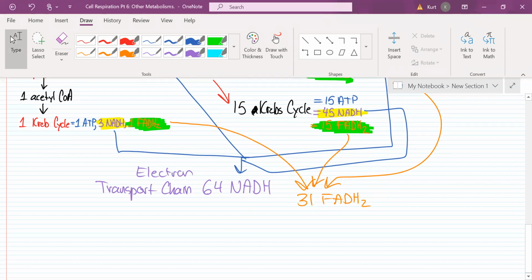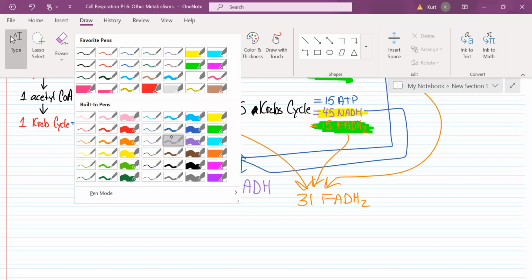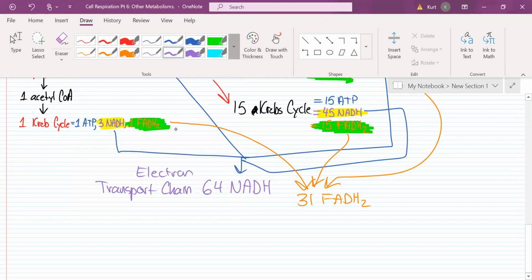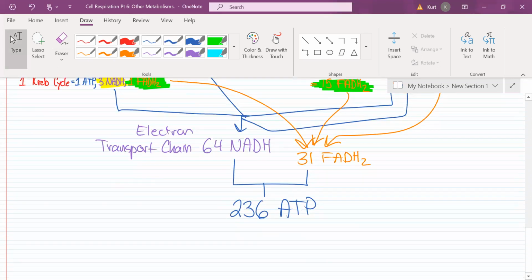And now for the final reveal. You have 64 NADHs. You have 31 FADH2s. This is going to result in 236 ATP. Wow, that's a lot from fat. This is all done by oxidative phosphorylation.